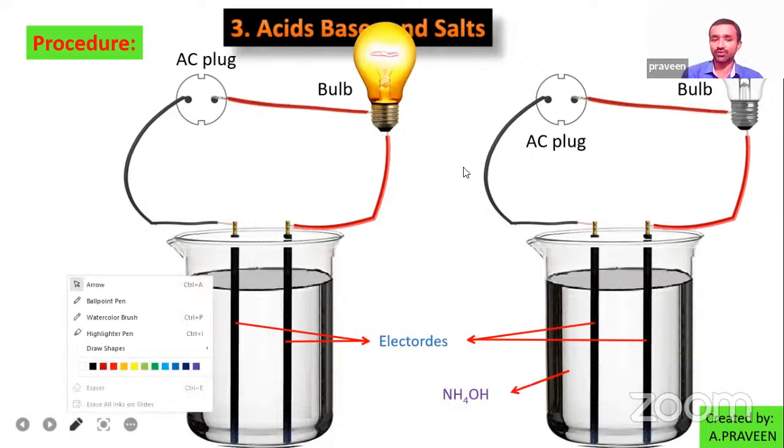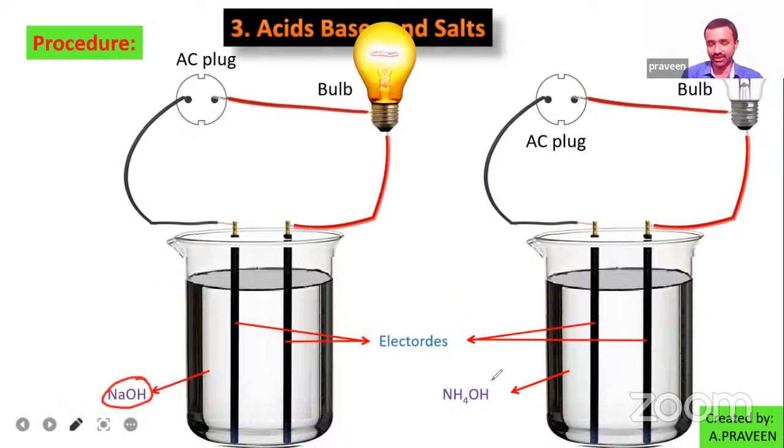So first we have taken NaOH solution in the first beaker. Next, that beaker is replaced now with ammonium hydroxide. Now switch on the key. What happened? The bulb glows. But what is the difference observed here? More brightness and less brightness. So that is the difference.